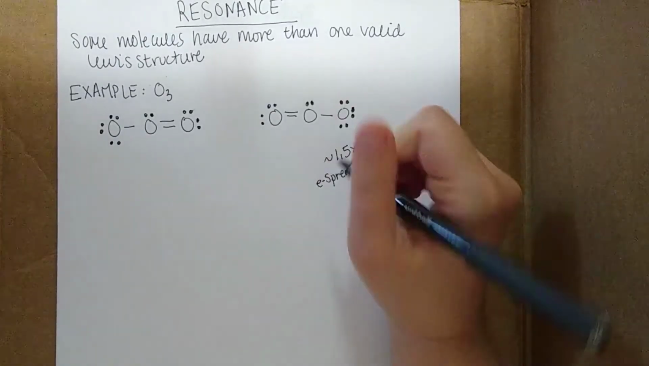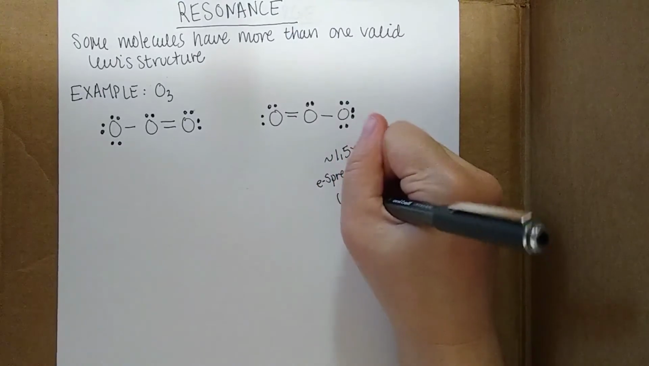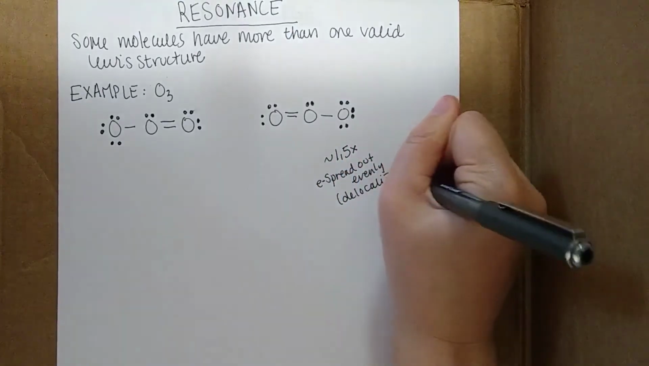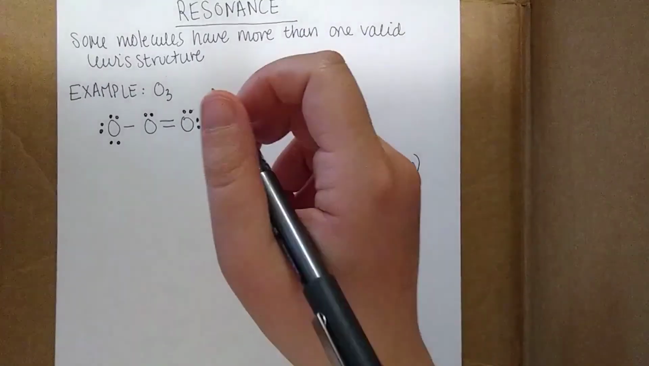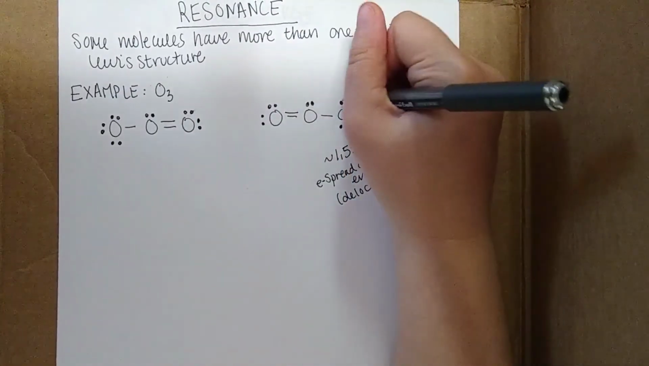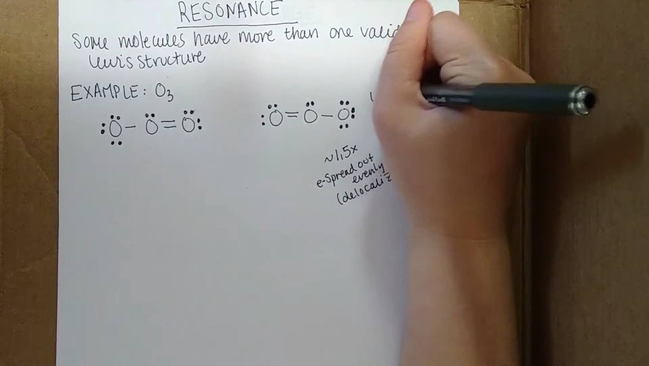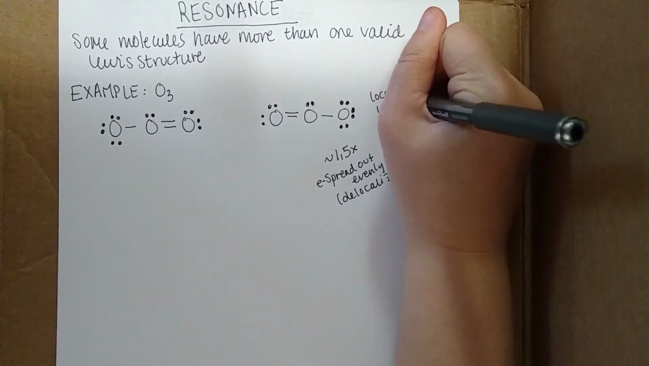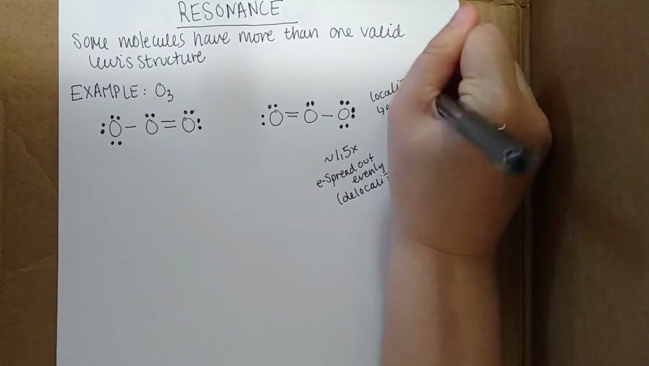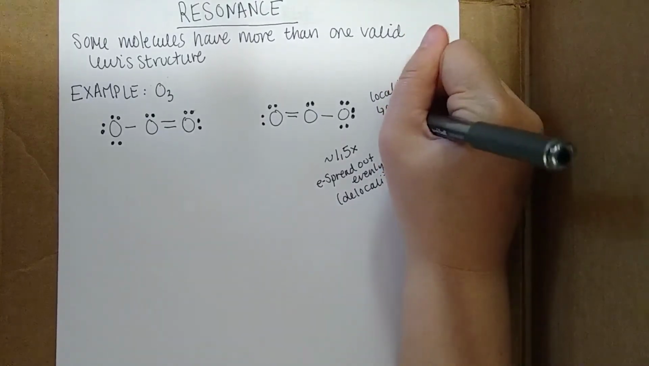So, like I said, the electrons are spread out evenly. This is called delocalization. But this isn't something that we can capture in Lewis theory. In Lewis theory, the electrons belong to one atom and everything has a little address, so that's called localization, when the electrons belong to one place, or one atom.